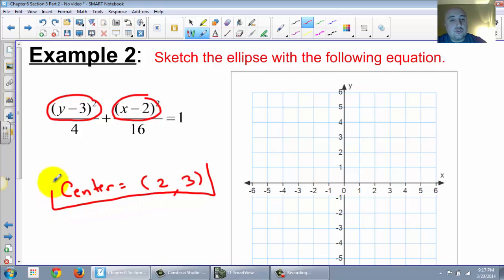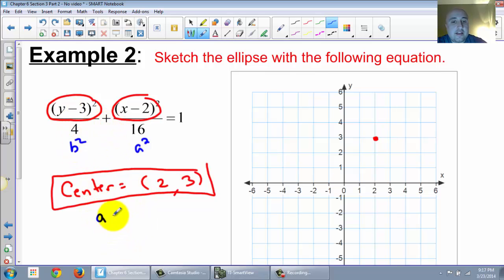So this is the first new piece of information that we know. We know our center is at 2, 3. Okay, so there's our new center. Now our whole problem is going to be based off of this dot, not 0, 0 anymore, the new center. Okay, once again, the bigger number on the bottom is a squared, and the smaller number on the bottom is b squared.